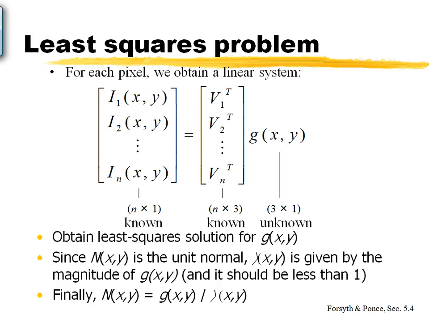No. Lambertian simply means that the amount of light reflected is uniform in all directions, independent of the direction of the source. So all that means is albedo is constant. Your albedo is just albedo of x, y, as opposed to something that's directional.